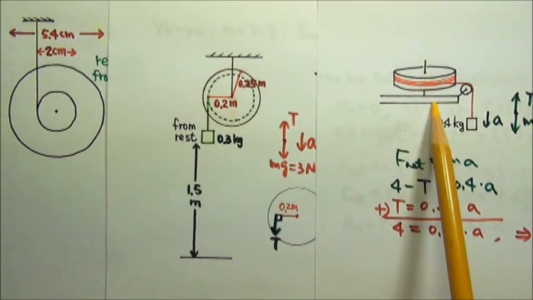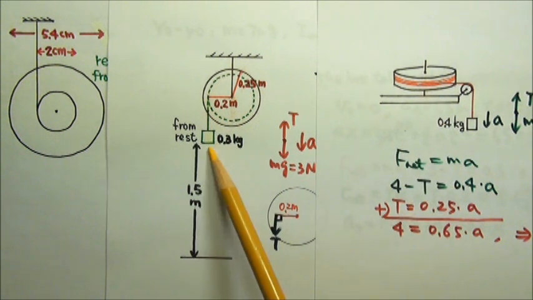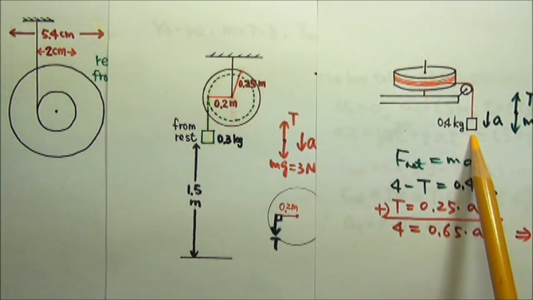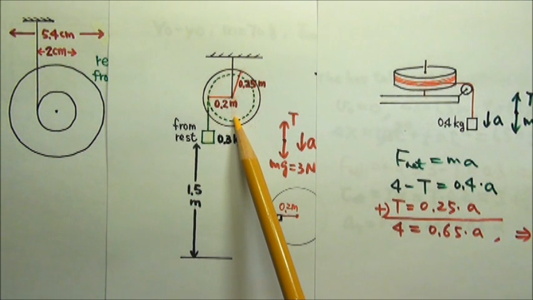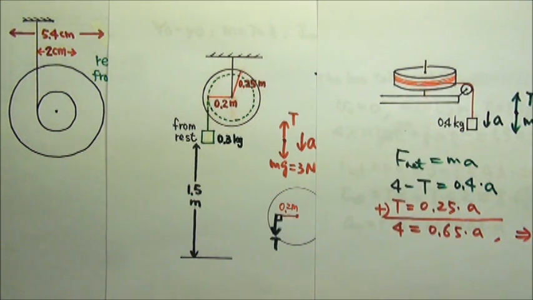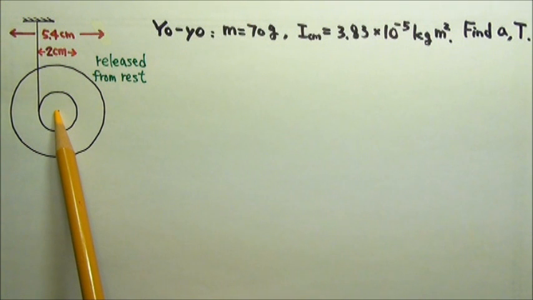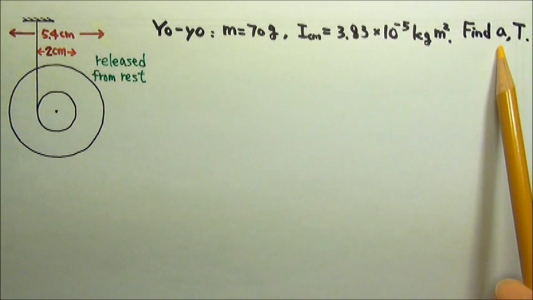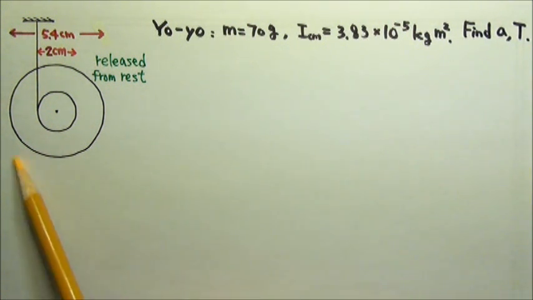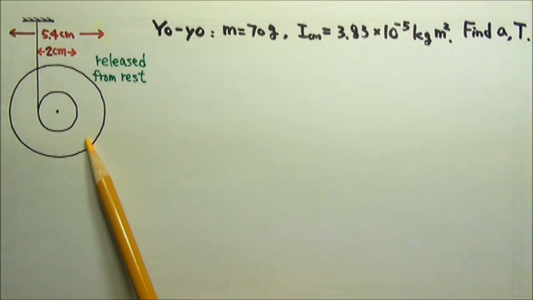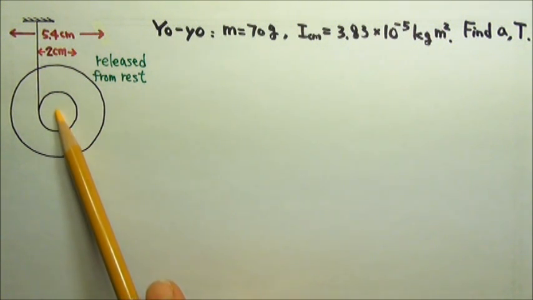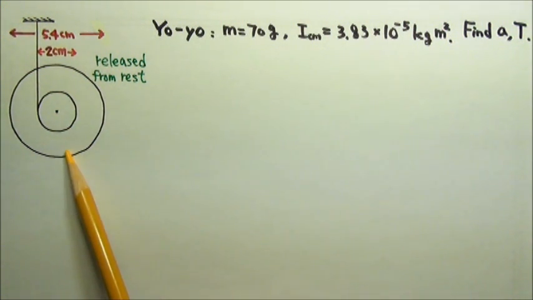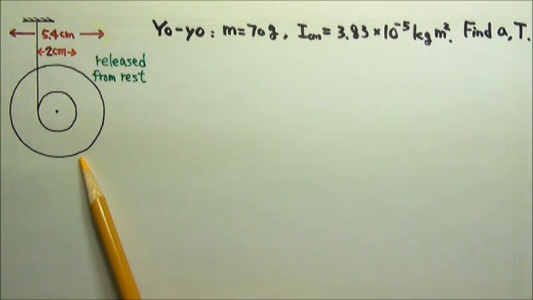In the problems we worked on in previous lessons, the boxes only do translational motion, while the cylinder and the pulley do rotational motion only. Now the yo-yo does both translational and rotational motion. We're looking for acceleration and tension, so we can draw a force diagram and write force and torque equations. Because the yo-yo is doing both, we have to write both net force equals ma and net torque equals I alpha for the same object.